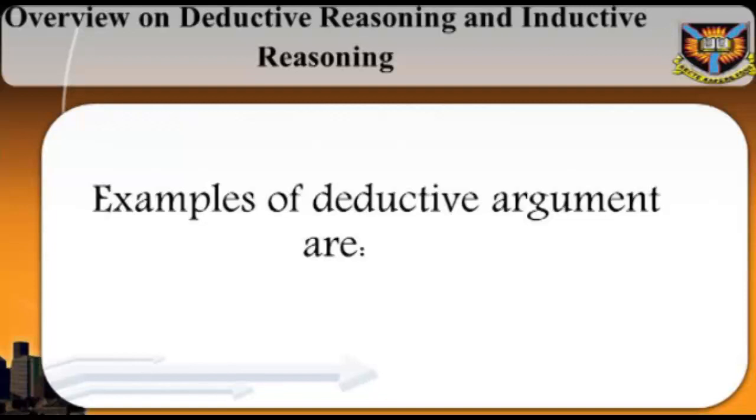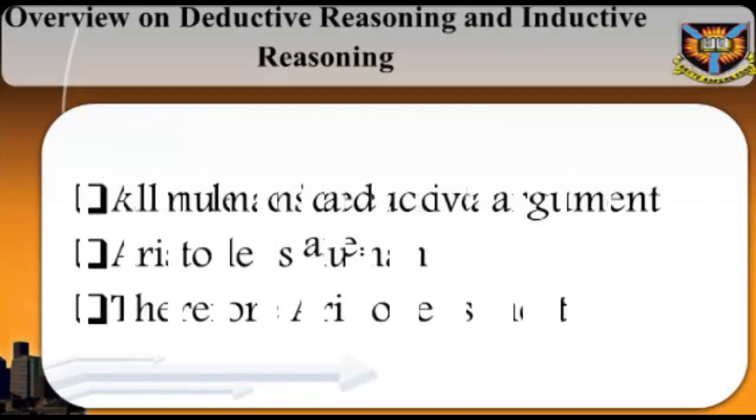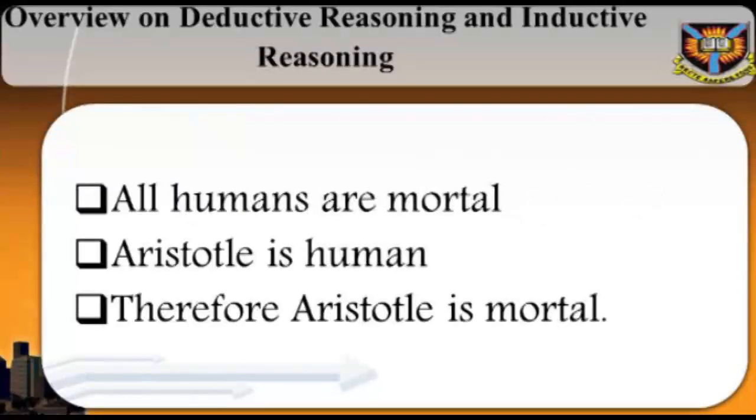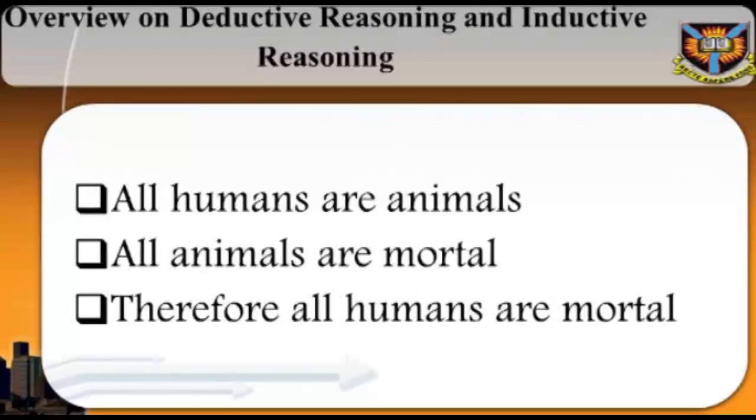The following are examples of deductive arguments. 1. All humans are mortal. Aristotle is human. Therefore, Aristotle is mortal. 2. All humans are animals. All animals are mortal. Therefore, all humans are mortal.